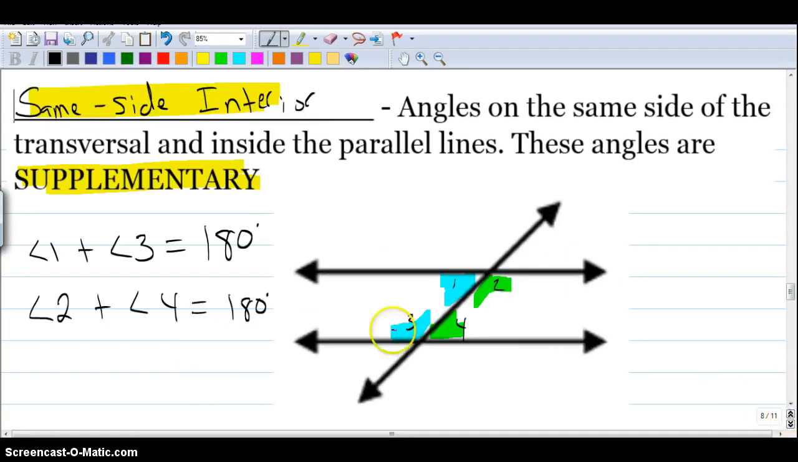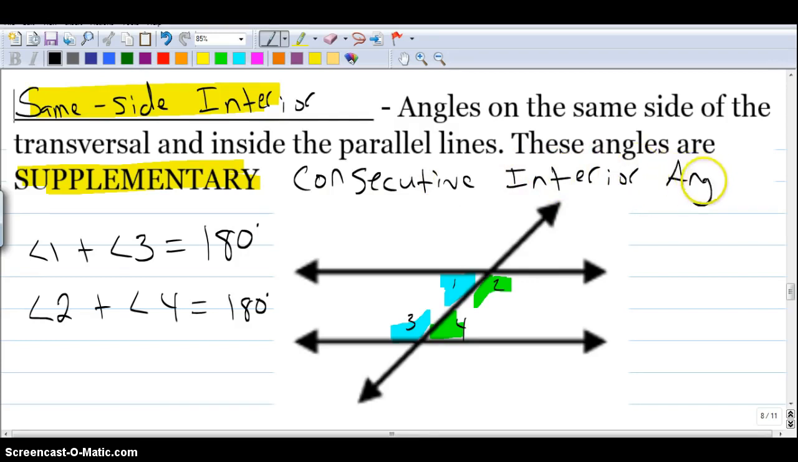Oh, hold on. On this side, same side interior, they are also called consecutive interior angles. That's just another name for them. Depends on the worksheet I get or whatever I have on the test. They're the same thing.